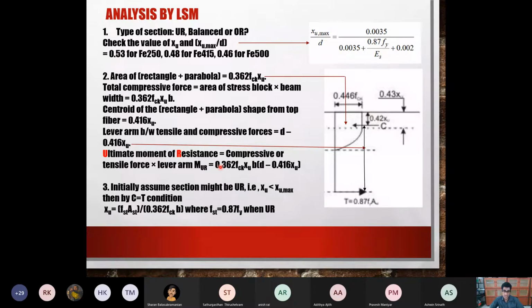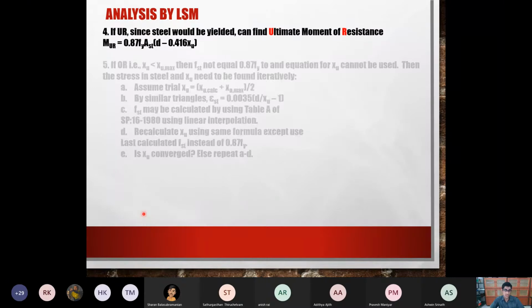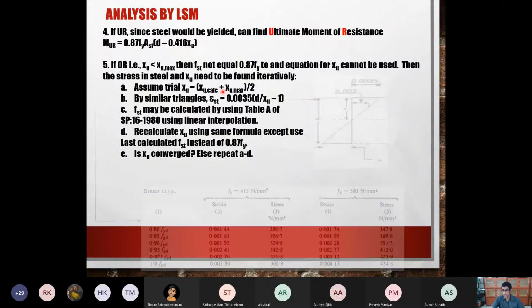You also saw that if it is under reinforced, xu is less than xu max, and you will have to be able to estimate the neutral axis depth by using this formula. And if it is over reinforced, you may have to do an iterative process where you take a mean of the calculated xu and xu max, and then use the strain you have calculated based on the similar triangle.